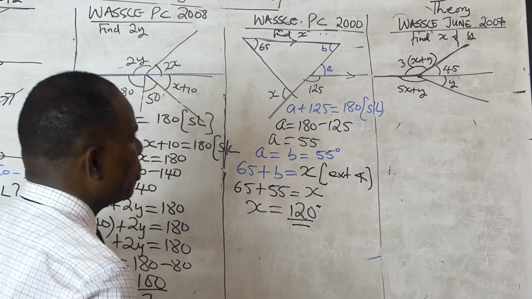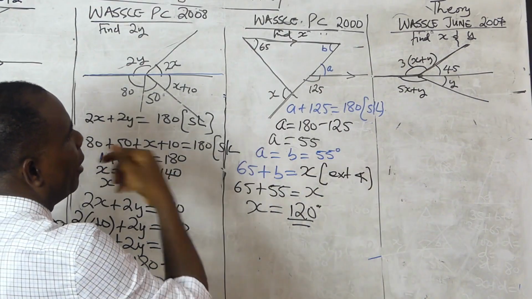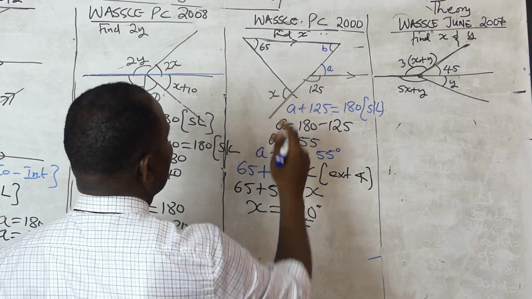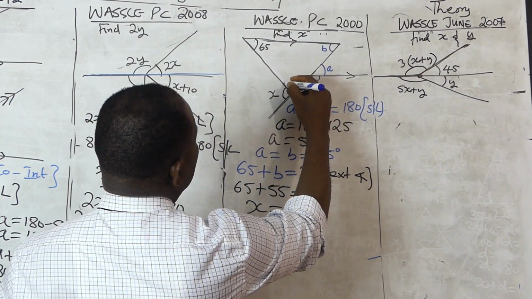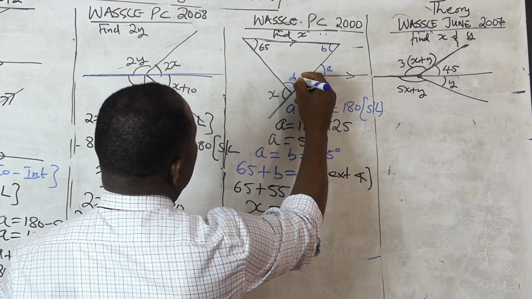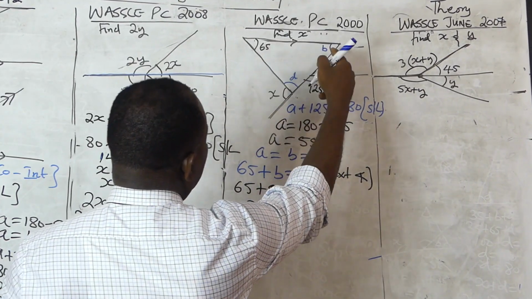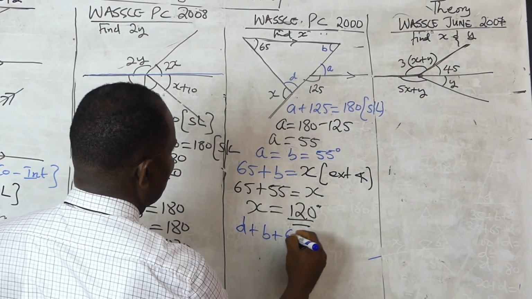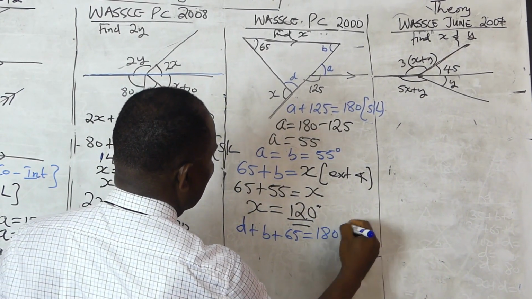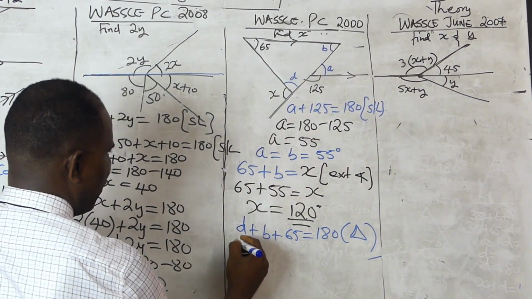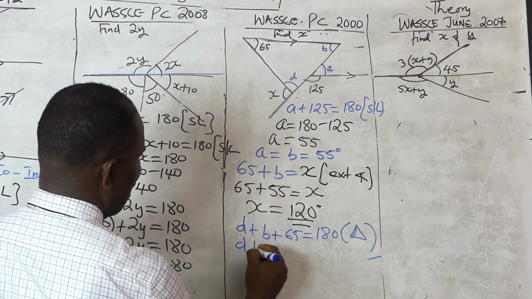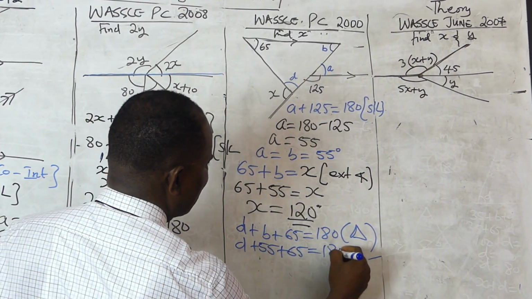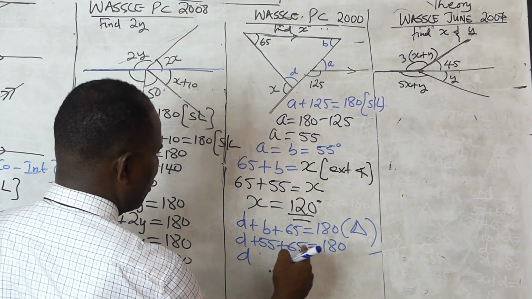If you want to use another technique, it is still the same. You can solve this in alternate ways. You can insert a line here and get a D somewhere there. So you can find D and B: D plus B plus 65 is equal to 180, angles in a triangle, if you like. Now B is found already, that's 55, plus 65 is equal to 180.